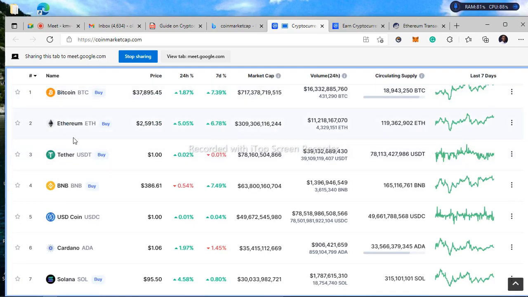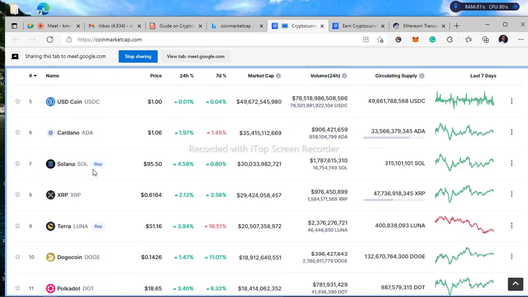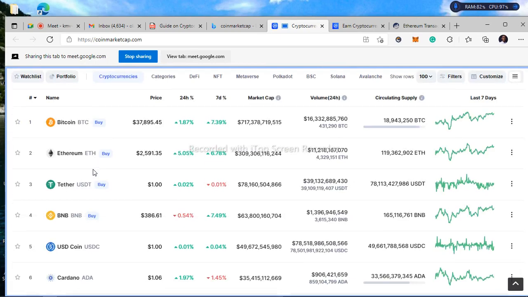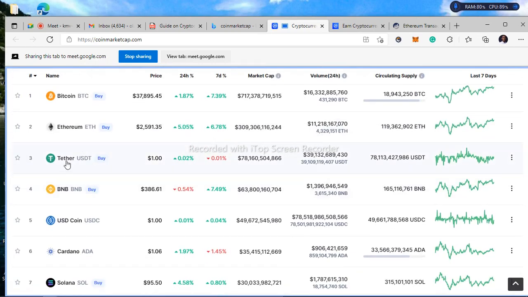So we also have other cryptocurrencies. These are the top 10 cryptocurrencies we have. We have Bitcoin, Ethereum, Tether, which is a stable coin. That is a coin that is pegged to a dollar. It retains the value of $1 per coin. It does not increase or decrease. So this is a way of managing your risks when it comes to trading cryptocurrency.